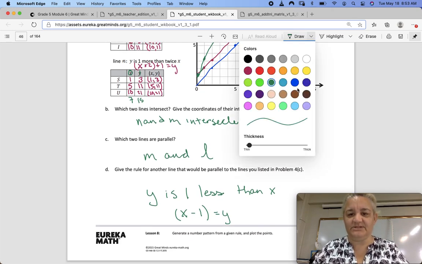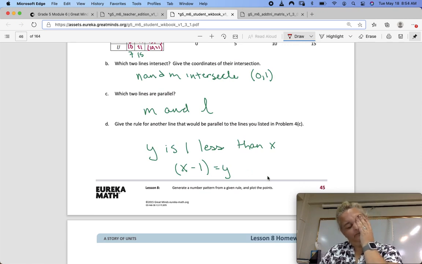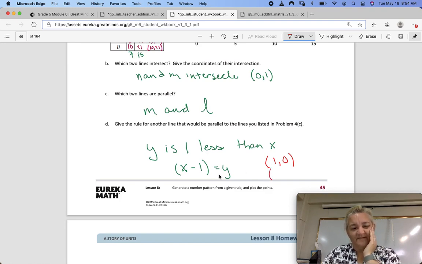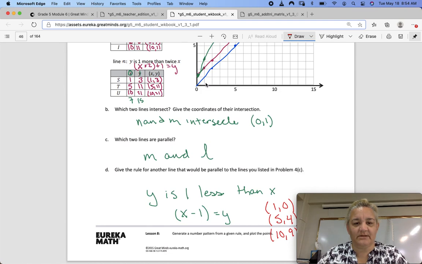Let's go to orange just to show you that. Okay, or pink, red here. So let's see. If x is 0, no, that's a negative number. If x is 1, 1 minus 1 is 0, so it would be 1, 0. Let's say if x was 5, 5 minus 1 would be 4. Okay. And if we did 10, 10 minus 1 would be 9.